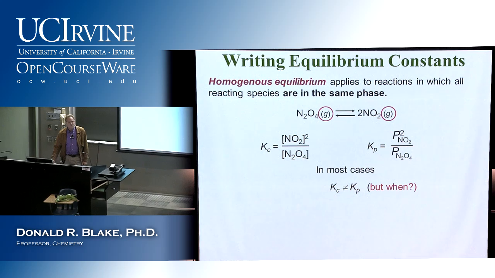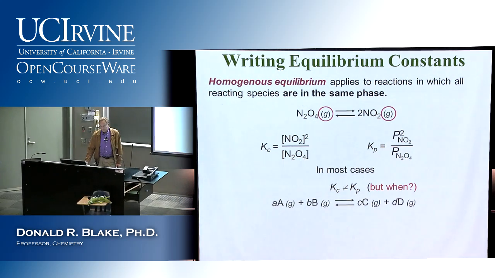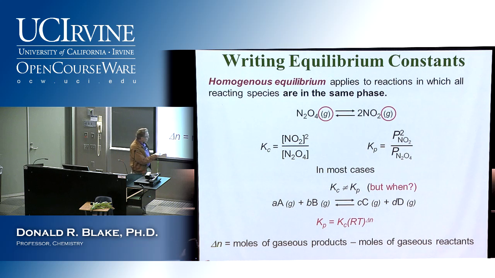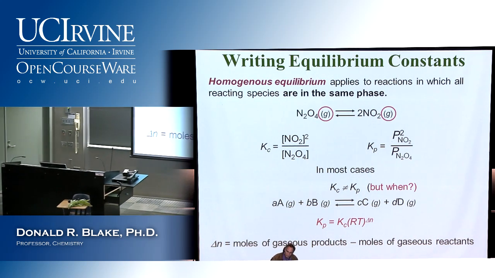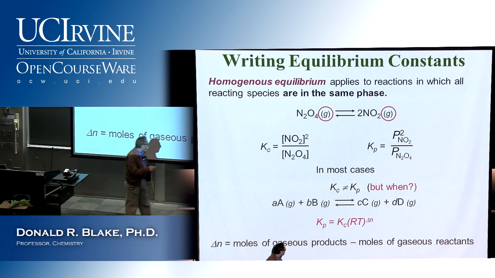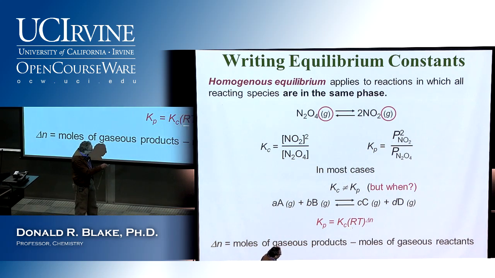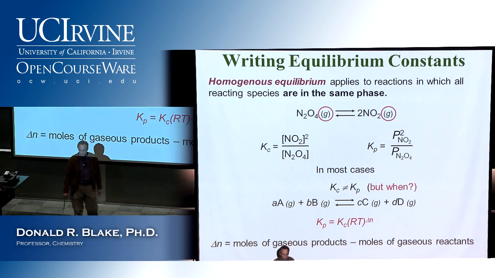Okay, in most cases, K sub C is not equal to K sub P. So, delta N, here's the equation. You must know this equation. Absolutely memorize. K sub P is equal to K sub C times RT, and this whole thing is to the delta N.